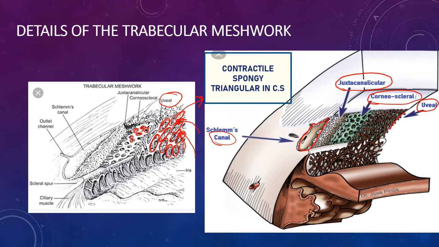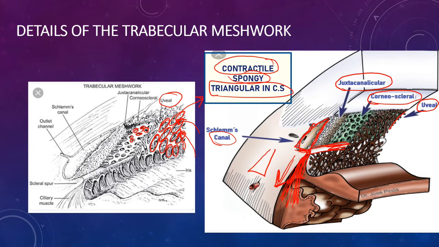Now this trabecular meshwork is also composed of endothelial cells, and it is a contractile spongy tissue. It can contract along with the movement of the ciliary body longitudinal muscle fibers and the movement of the scleral spur. Whenever the longitudinal muscle of the ciliary body contracts, the scleral spur will be pushed backwards, the trabecular meshwork will open, and there will be more drainage of the aqueous. Now in cross section, the trabecular meshwork will look triangular.